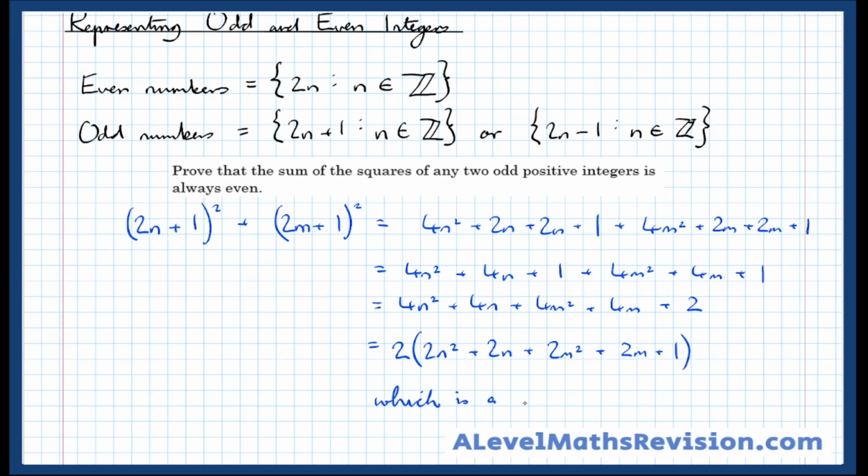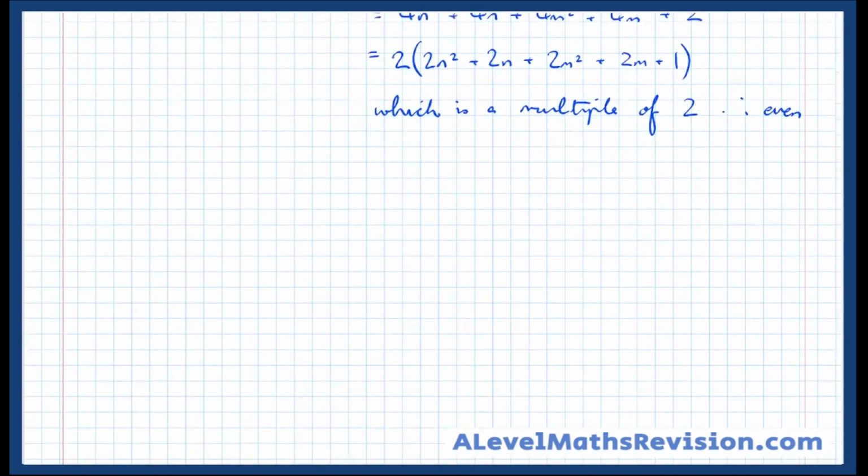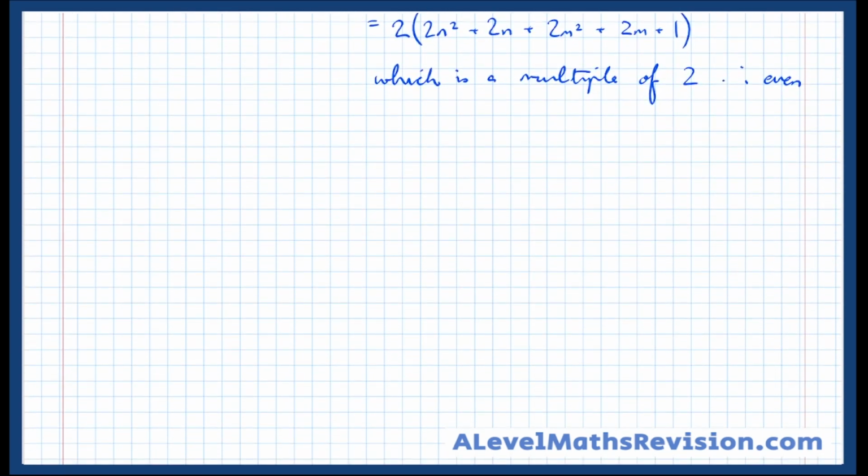Which is a multiple of 2, therefore even. And that's that example done. So remember, to prove something's even, take out a factor of 2. And I should point out at this point how important the conclusion actually is. It's very, very important. A proof without a conclusion isn't a proof. So make sure a conclusion in the context of what the question asked is given.